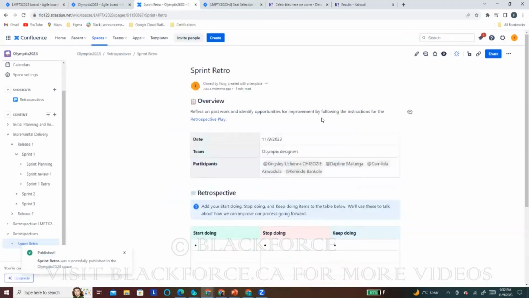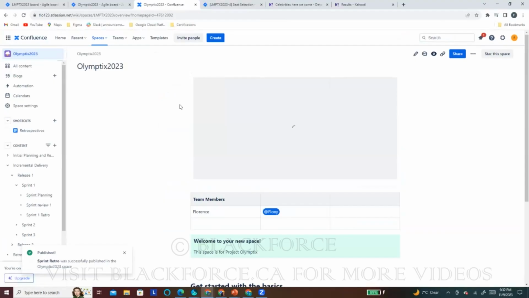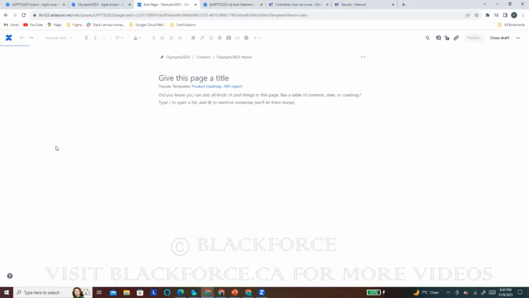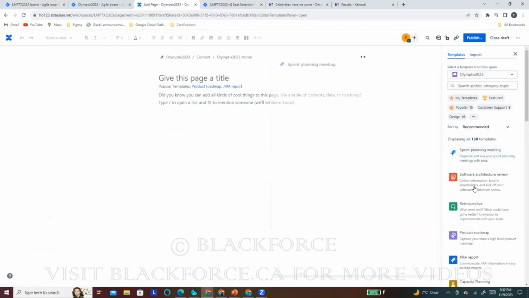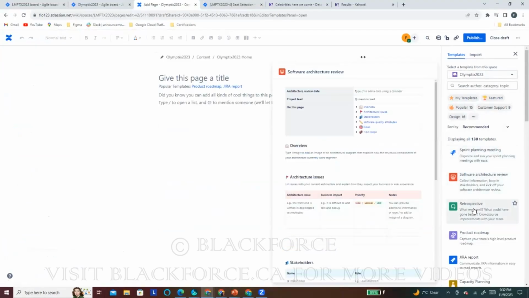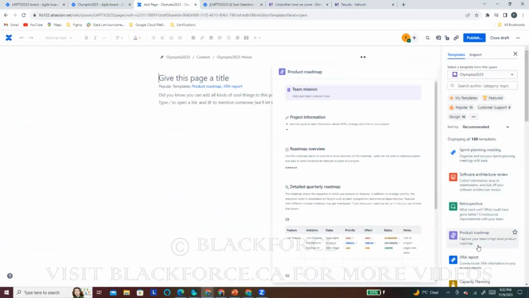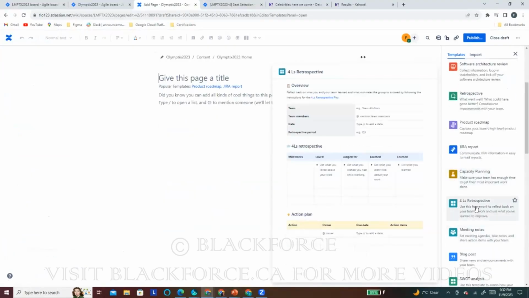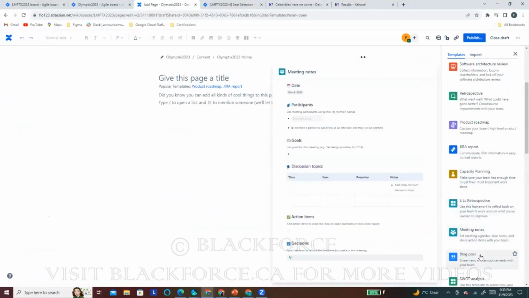I know I told you before, right? When you come to the home page here, if I create a page, right? You can see templates here. You can see sprint planning templates, right? Retrospective templates, product roadmap templates, right? You can see 4Ls. This is another type of retro. This one we did now. Liked, learned, you know, you see it there, right?